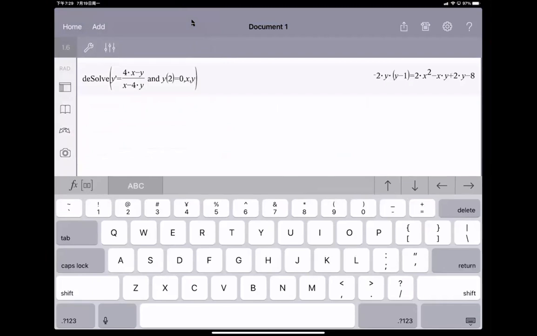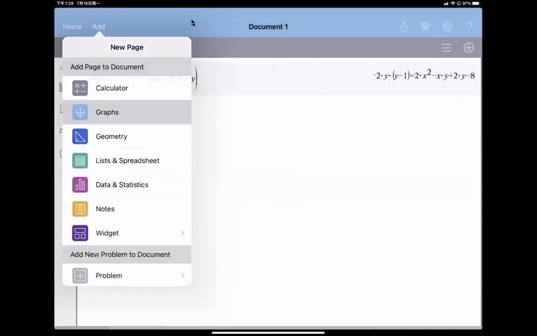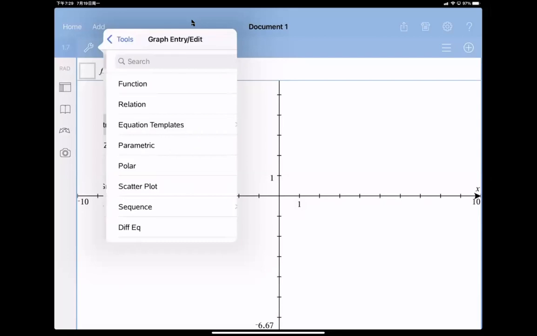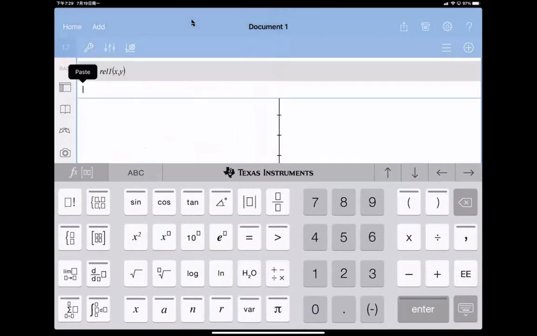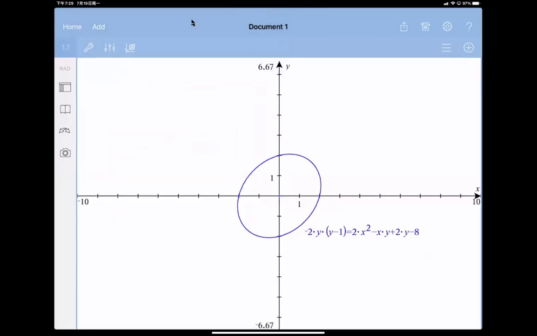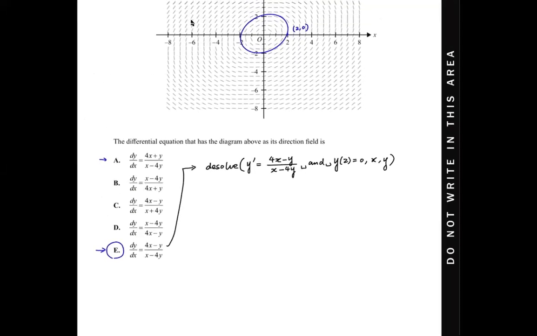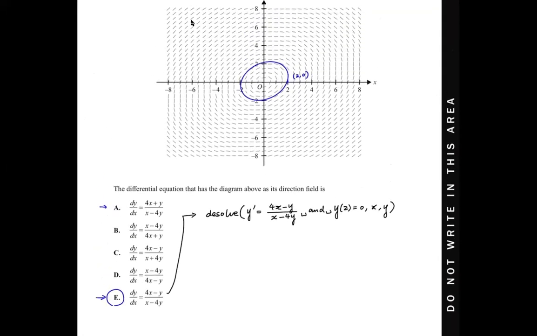Okay, so here we have our relation. To sketch that, I can add in a graph page and change the graph entry to relation. Paste. Yep, that looks perfect. A rotated ellipse. So option E is a good option.